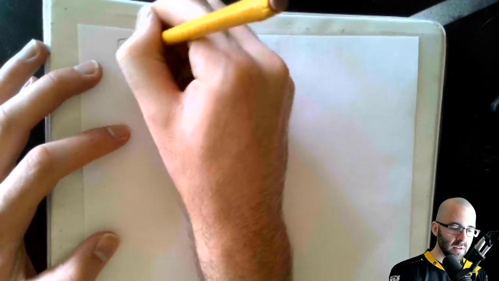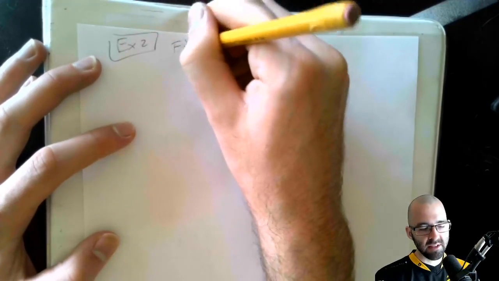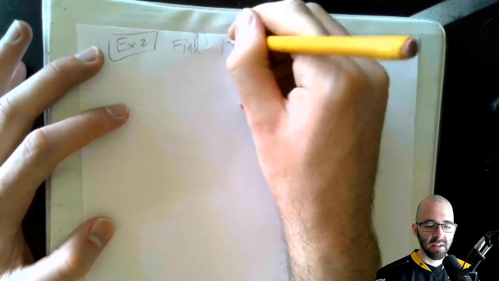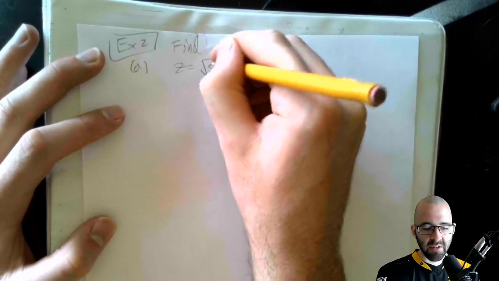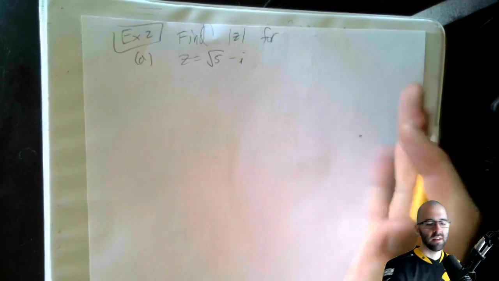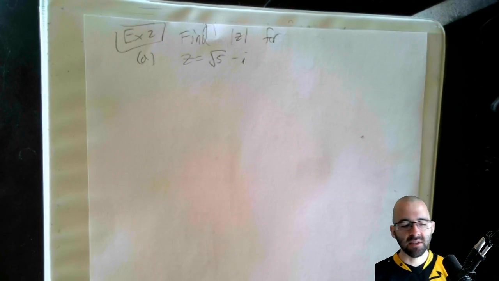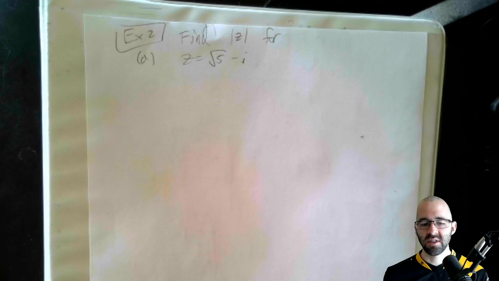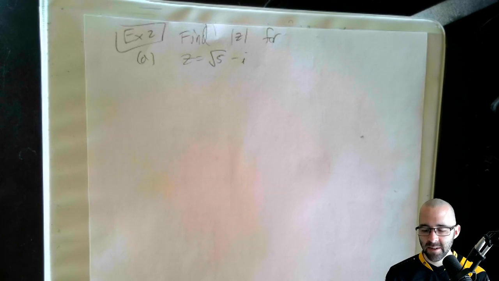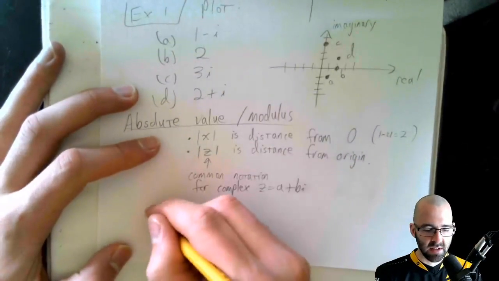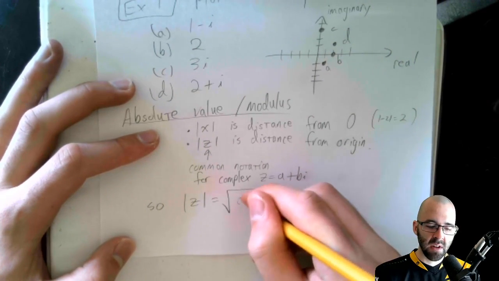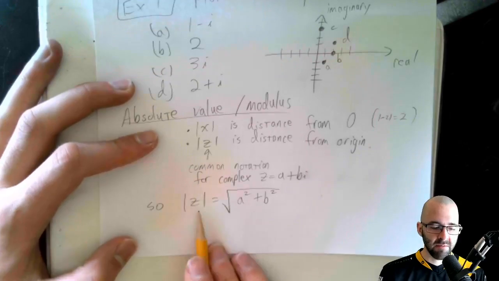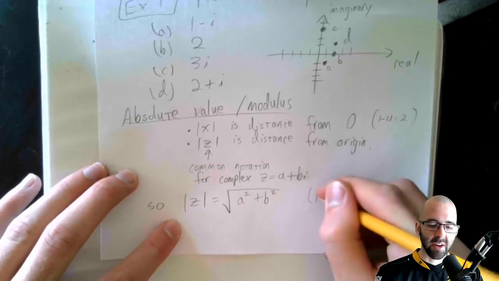Example 2. Find the modulus or absolute value of z for the following. If z is the square root of 5 minus i, that's just the distance from the origin. It's just the length. It's essentially Pythagorean theorem, right? So if you want a formula, the modulus of z is the square root of a squared plus b squared. Again, this is really just Pythagorean theorem, isn't it?